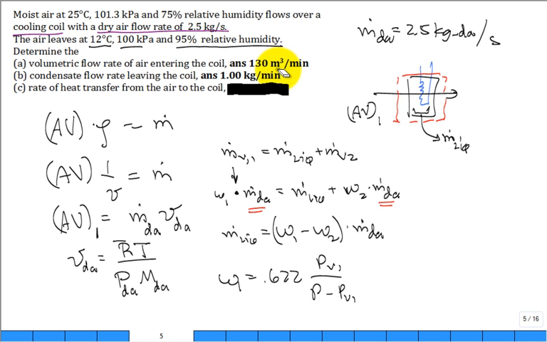All right, what about the rate of heat transfer from the air to the coil? So the coil is accepting some heat transfer from the air. The coil is cold, the air is warm, it's transferred from the air to the coil. A lot of times we might draw it like this. What is that Q dot to the coil? What is the Q dot out of the air? How do I calculate the Q dot out of the air?